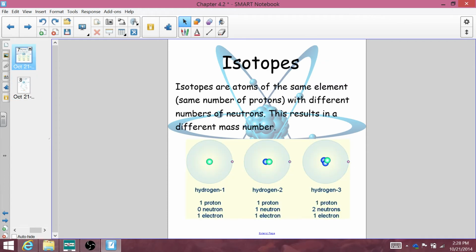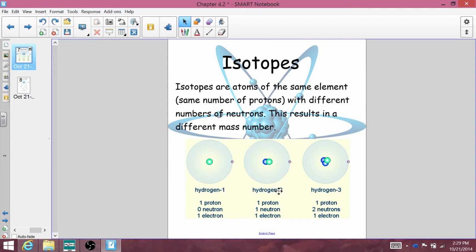So isotopes are atoms of the same element, meaning they have the same number of protons but a different number of neutrons. So, this is hydrogen. A regular hydrogen atom has one proton in the nucleus and one electron on the outside. It has no neutrons in the center.